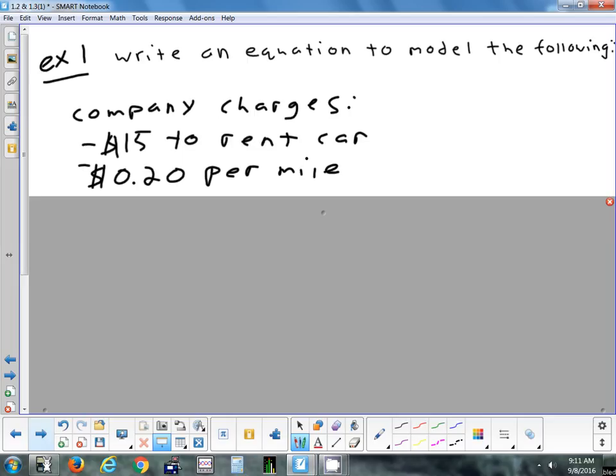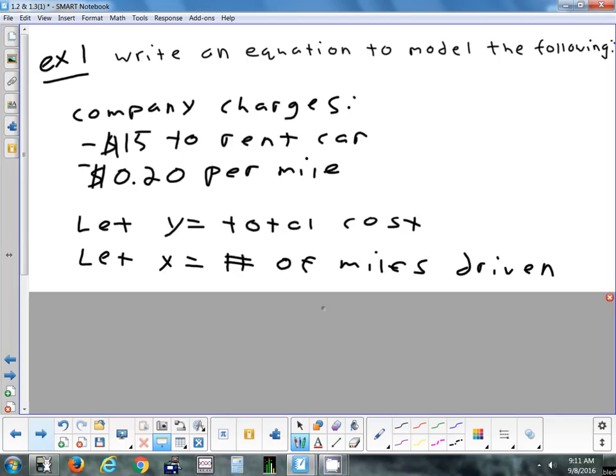And what is that going to affect? The number of miles that I drive will change what? And this is another variable. The amount of money the company charges. Yeah, it's going to change the cost to rent a car. So I'm going to let y be my cost, and I'm going to let x be the number of miles that you drive.